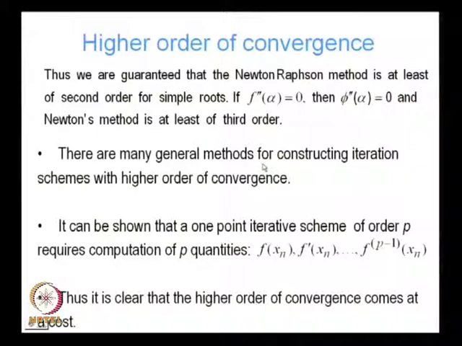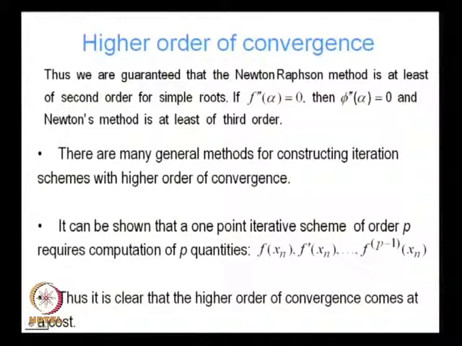There are many general methods for constructing iteration schemes with higher order of convergence. It can be shown that a one point iterative scheme of order p requires computation of p quantities. What are those quantities? The function and its first p minus 1 derivatives. Therefore, to improve the order of convergence, there is a cost, because each time you need to calculate a derivative, it is expensive. You can have as high an order of convergence as you like, but ultimately it is no longer computationally economical, because of the cost of taking all those derivatives.